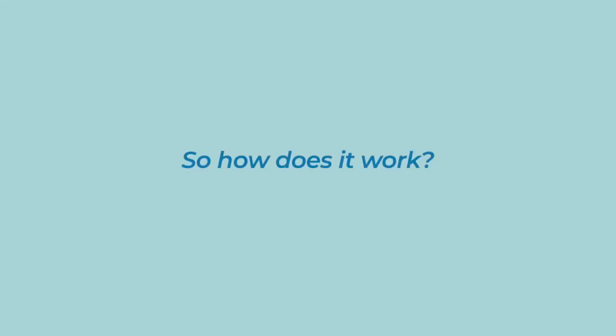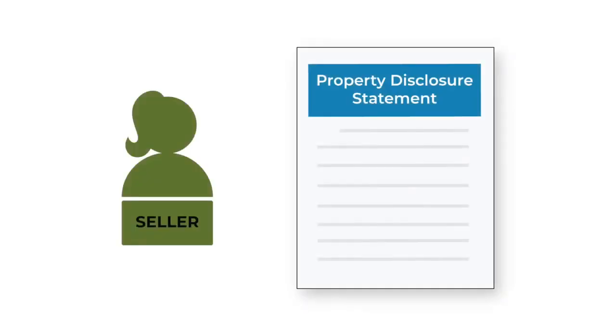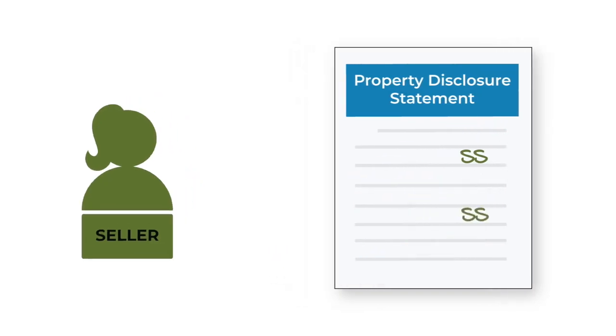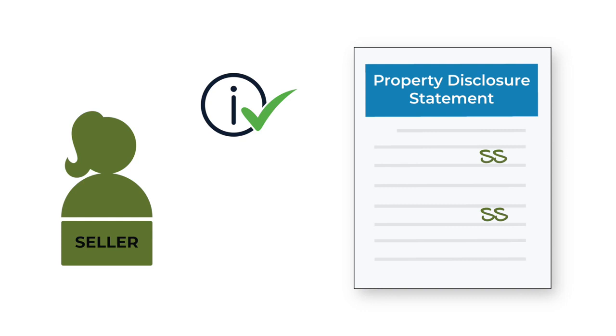So how does it work? The seller completes the property disclosure statement specific to the property type by reviewing each of the questions and initialing in the appropriate box to complete their response. All representations should be made with care so that they're not false or misleading.